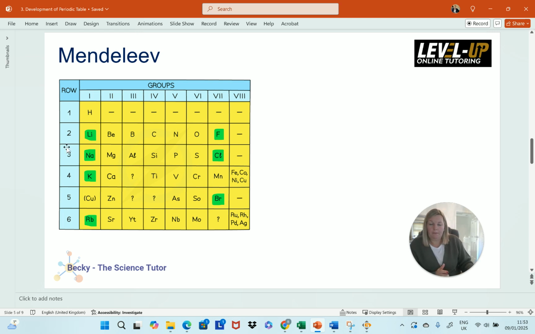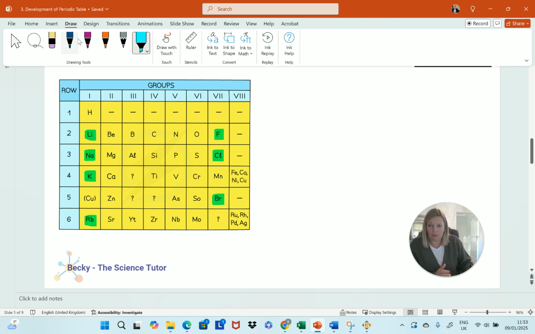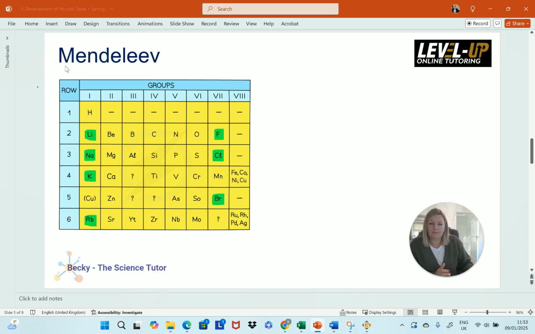So, what did Mendeleev do? Okay. So Mendeleev, the biggest thing that he did, what other scientists didn't trust, is that he left gaps for undiscovered elements.